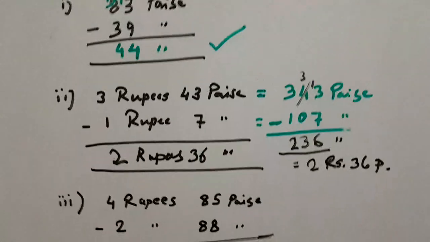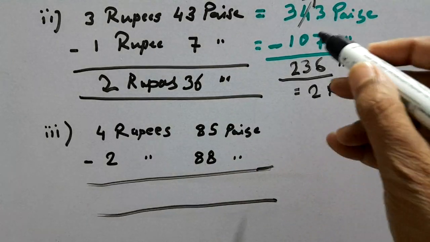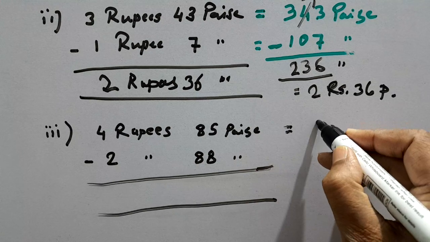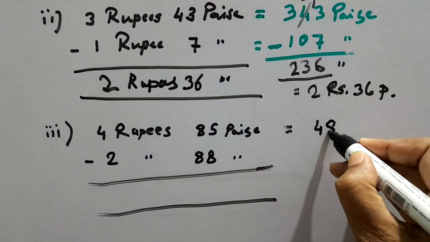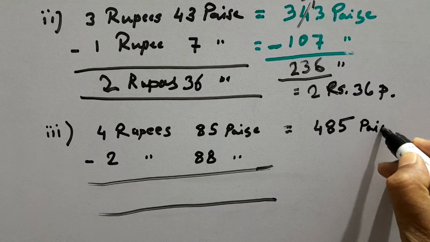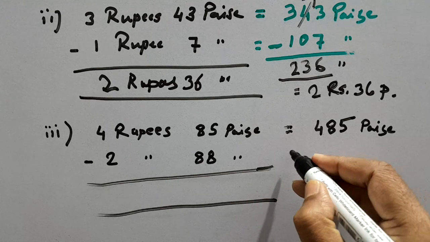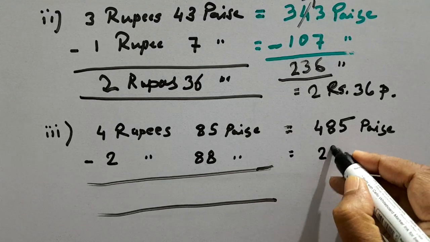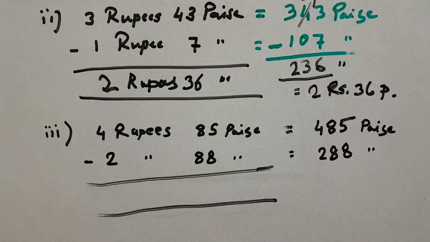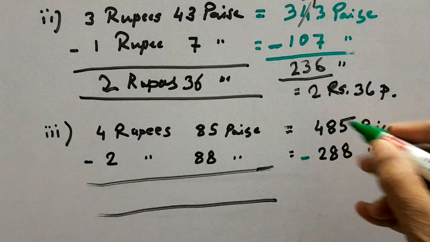So let us take one more example. Here 4 rupees 85 paisa. In the same way, we can write it as 485 paisa. 4 rupees 85 paisa is equal to 485 paisa, and here 2 rupees 88 paisa equal to 288 paisa. Now we have to subtract 288 from 485.